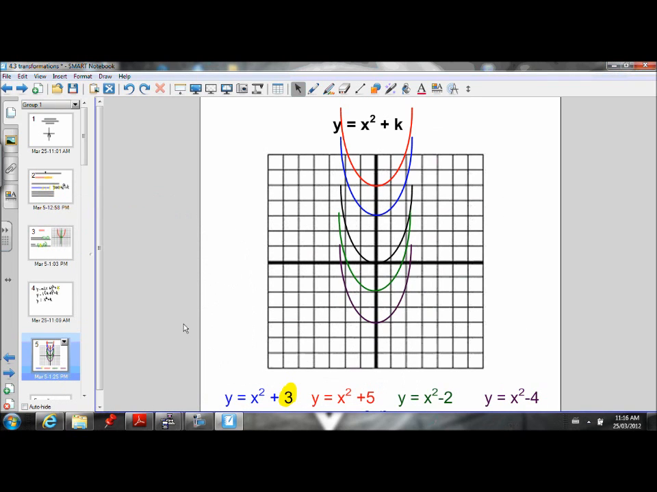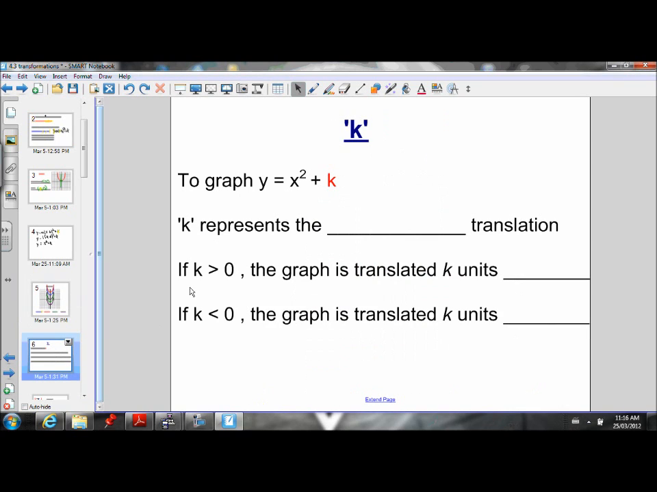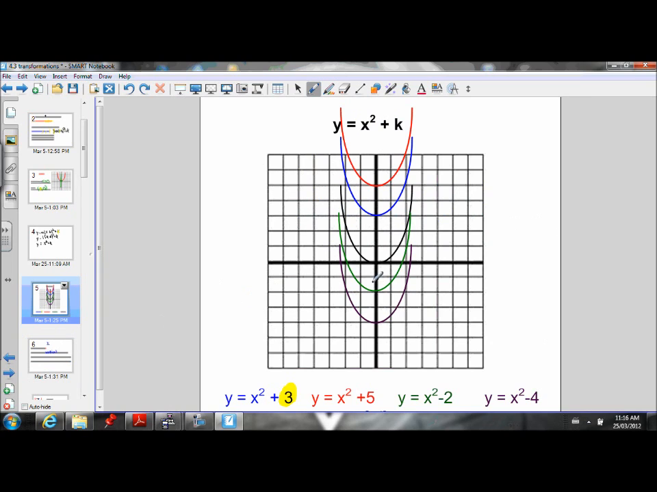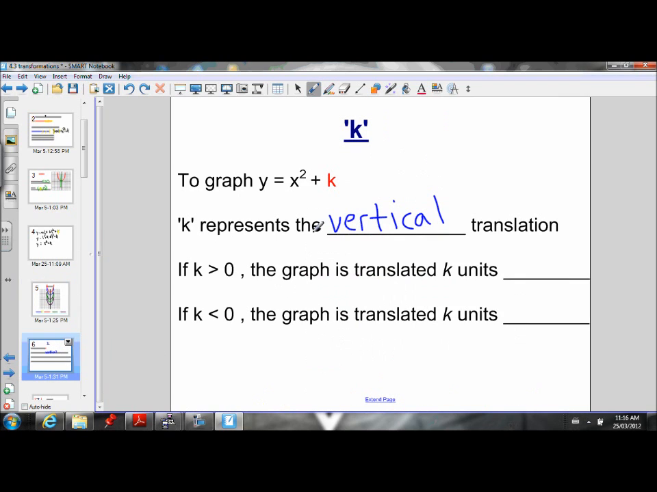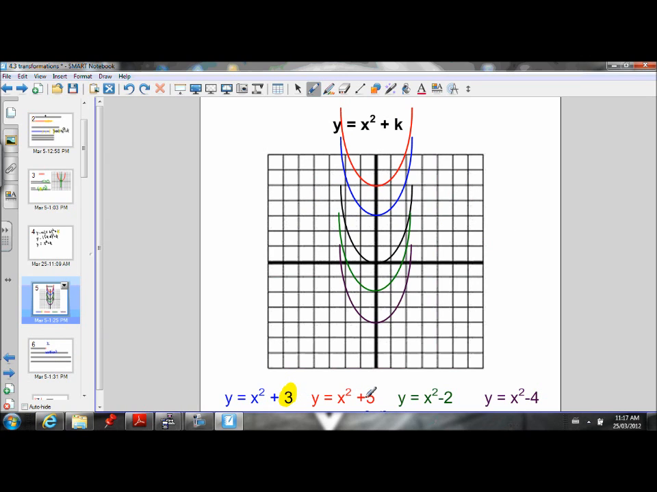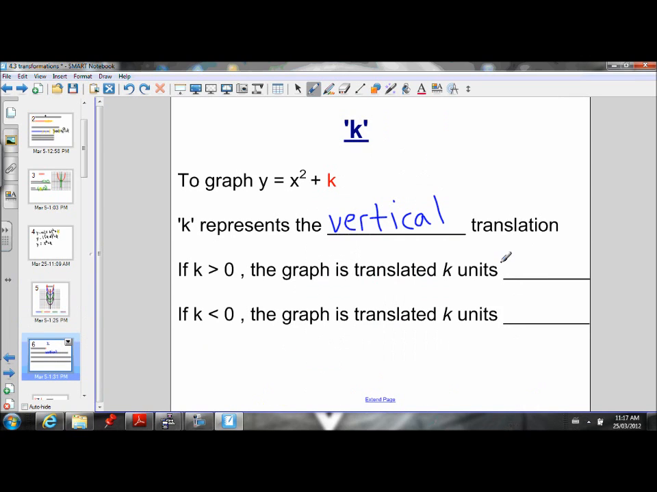So I'll minimize that. And now let's summarize what we've learned about K. K represents the vertical translation, because when we varied the value of K, the parabolas moved up or down. Okay? So it moved vertically. So K represents the vertical translation. If K is greater than 0, so when K was positive 3 or positive 5, the parabolas moved up.